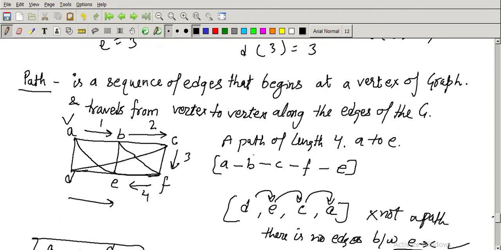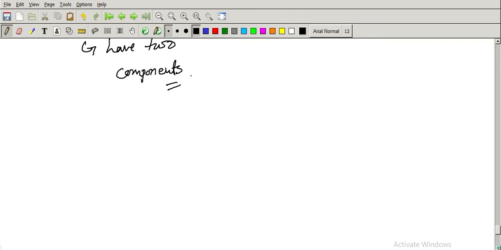Now we understand the concept of Euler graph, Euler path or Hamiltonian path. So let me first write the definition of Euler paths, because in exams they ask you about this. An Euler path in G is a simple path containing every edge of G.